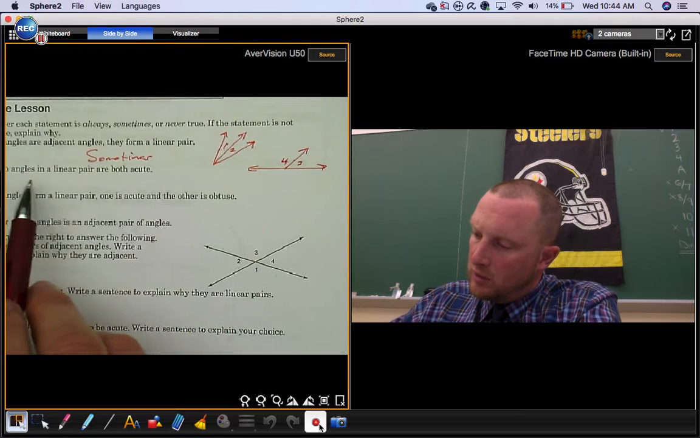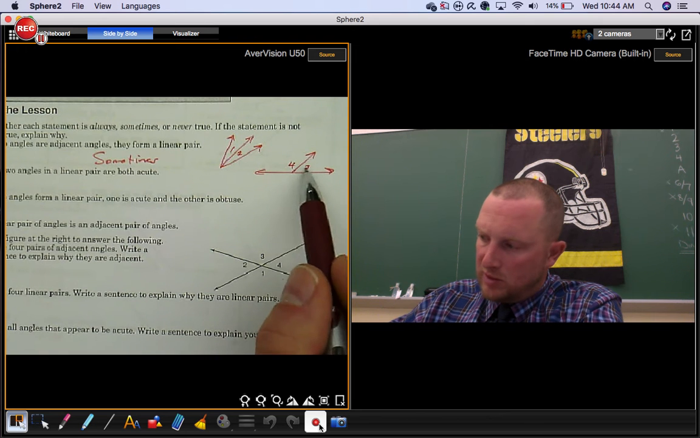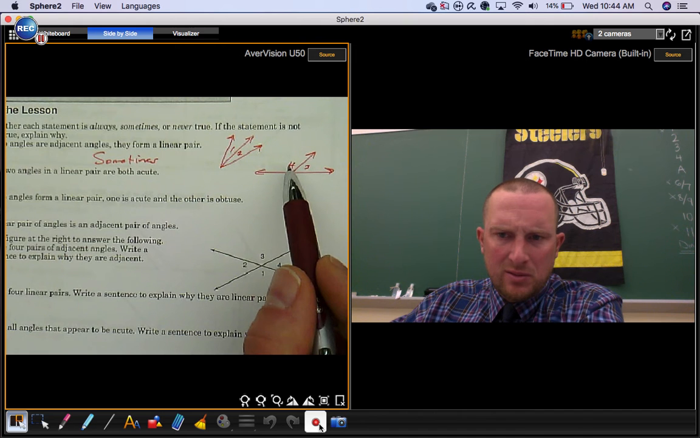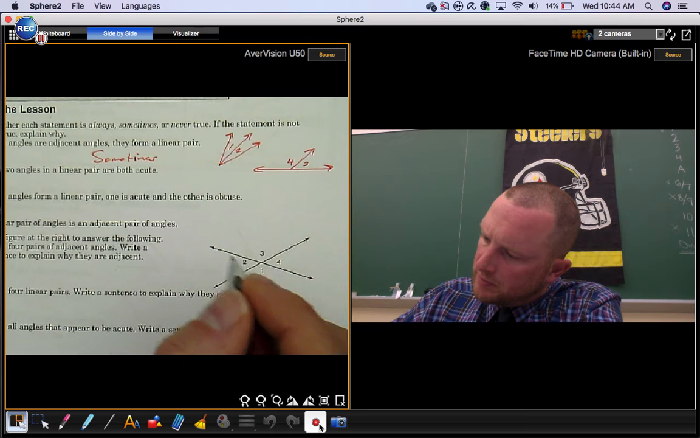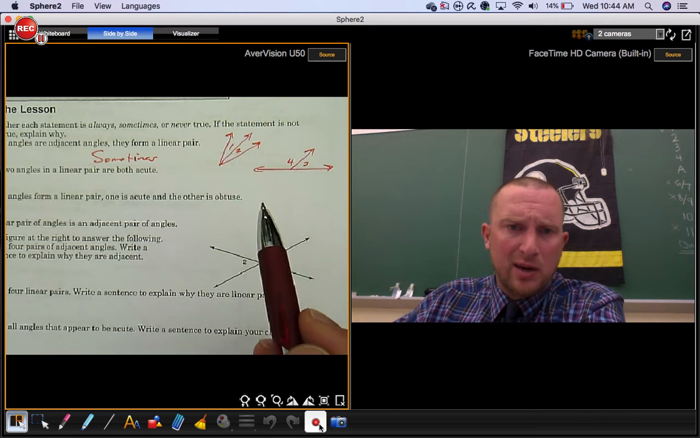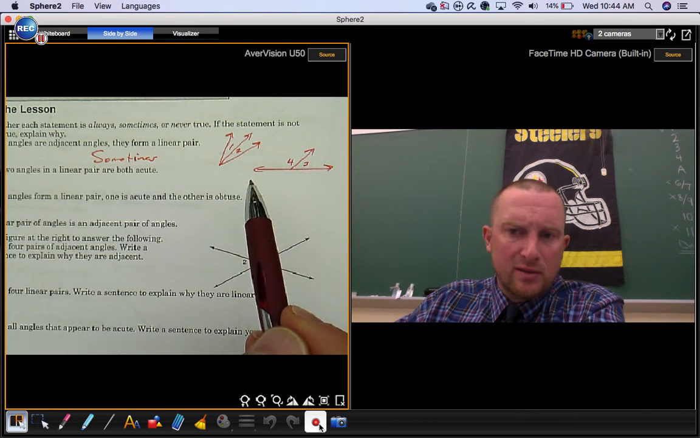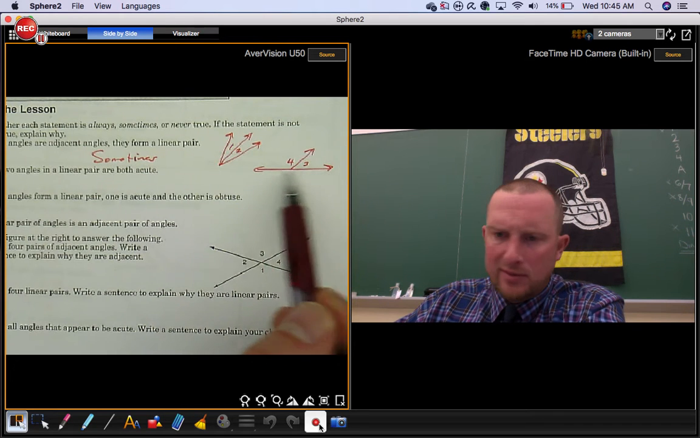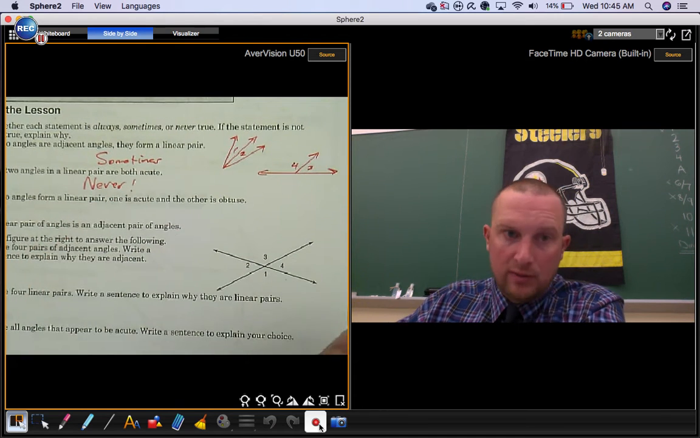Part B, the two angles in a linear pair are both acute. Well, here's a good example. That's an acute angle. Is that an acute angle? No, that's a linear pair. What if you had two acute angles? Would it make a linear pair? Well, acute angles are less than 90 degrees. If you add two numbers less than 90 together, are you going to get 180? Never.